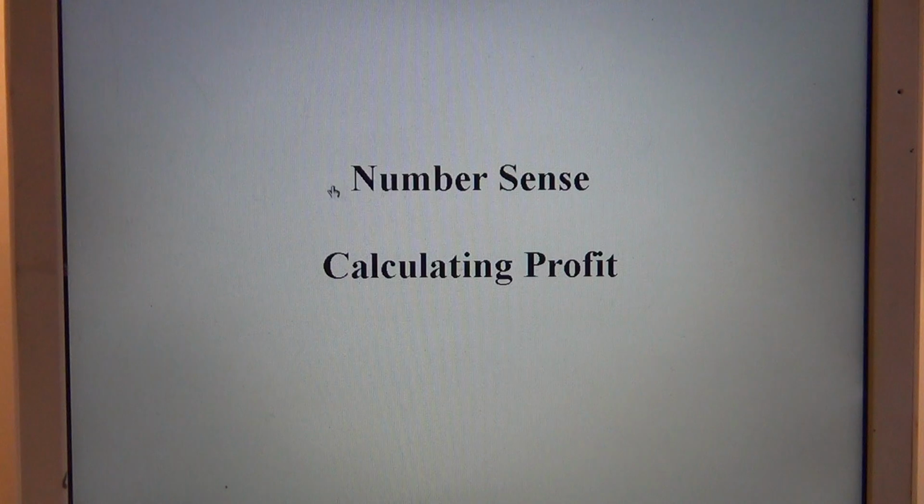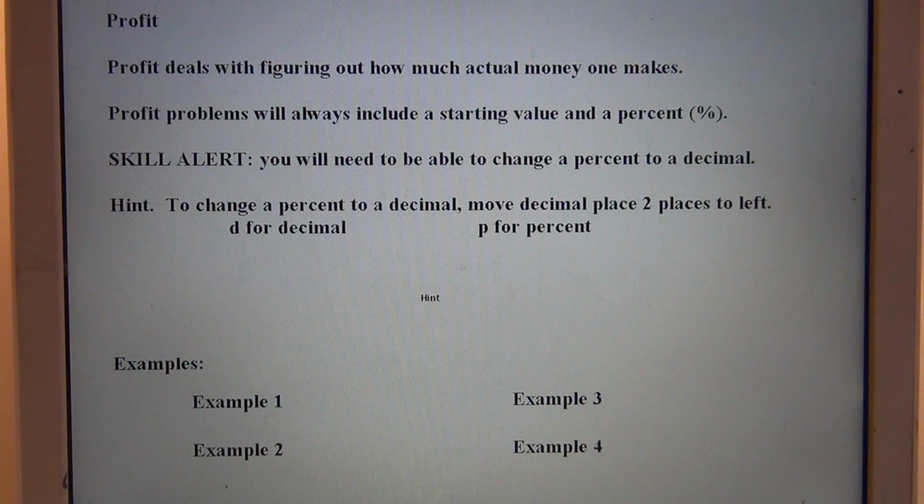www.happynumbers.org. We're dealing with the strand called number sense, and we're going to deal with a particular type of problem called calculating profit, calculating how much profit someone made from something. We'll go through some examples and you'll see how this works. Okay, let's take a look at an example here.